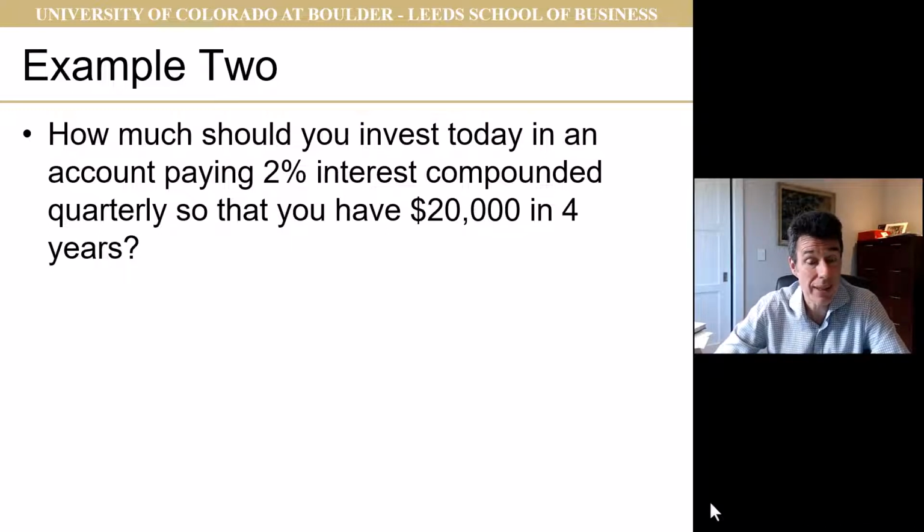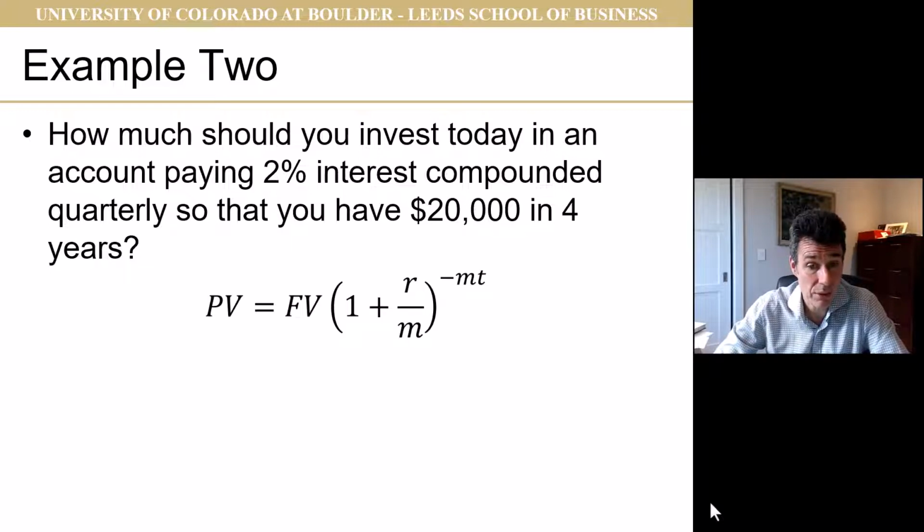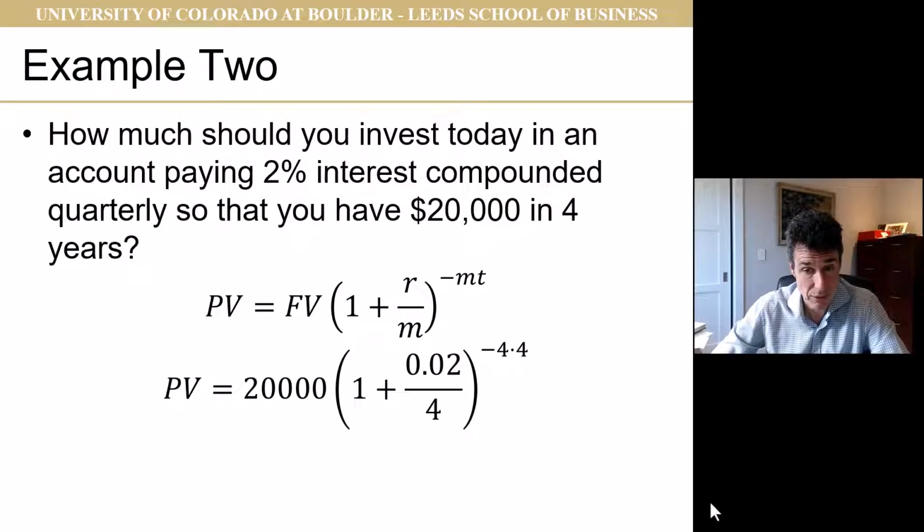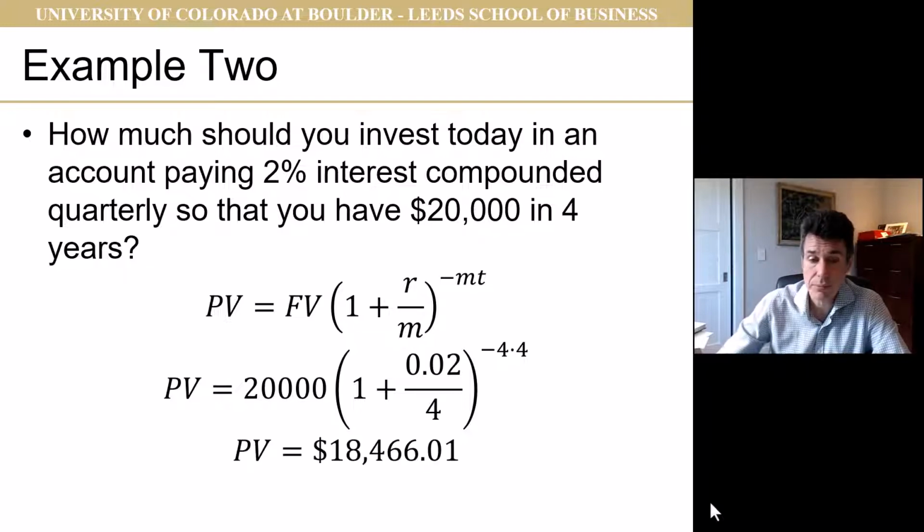So here, $20,000 represents a future value in 4 years. So we want to find the present value, which is equal to the future value times 1 plus r over m to the power negative mt. Plug in our numbers. Future value is 20,000. The rate is 0.02. M, we're compounding quarterly, so m is 4. And we take it to the power negative 4 times 4. Calculate this out, and we get $18,466 and a penny. Very typically, not always, but very typically, the present value is less than the future value.